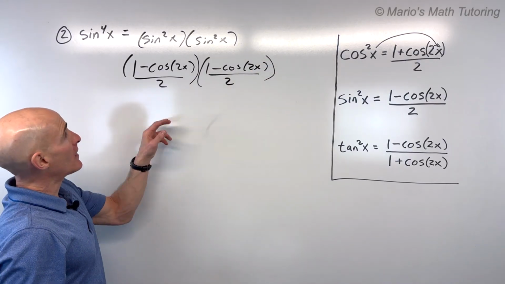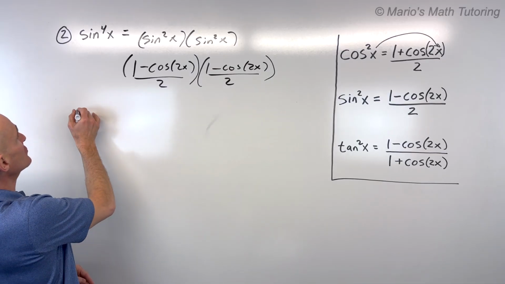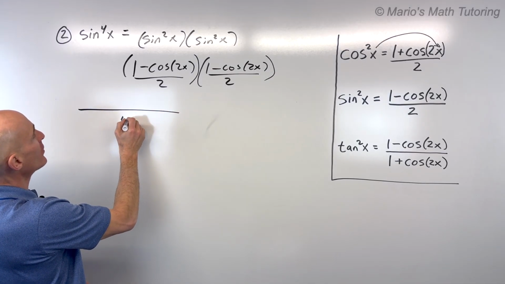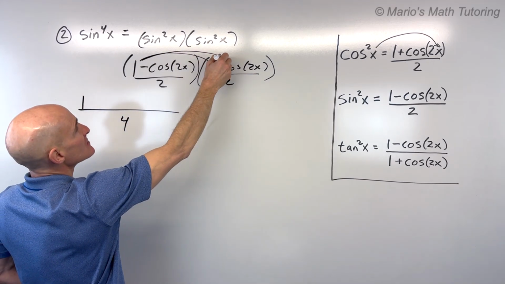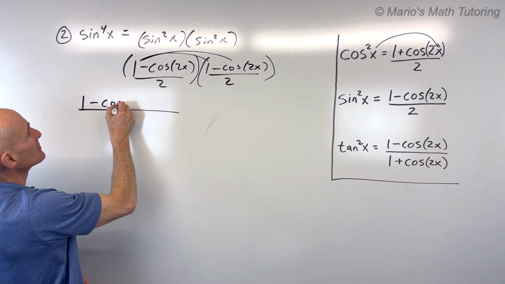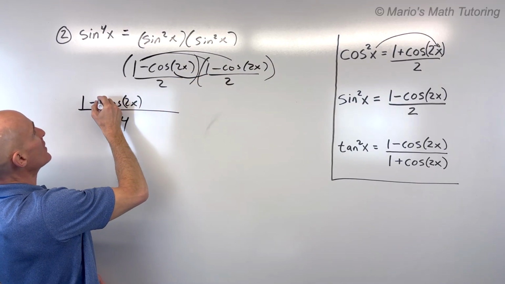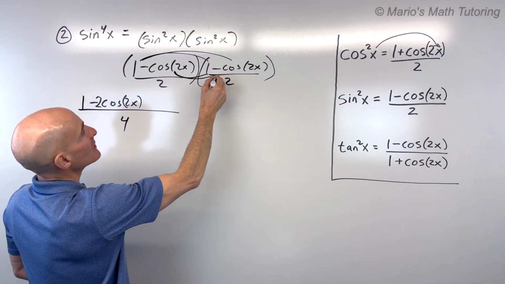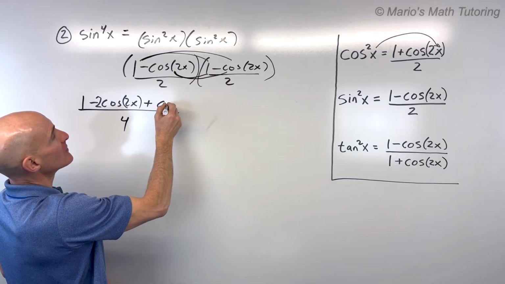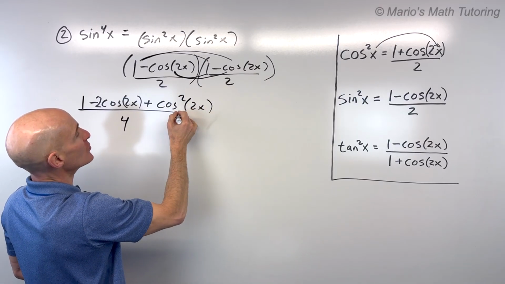So again, we've got a binomial in the numerator times a binomial, and then we just have the 2 times 2 in the denominator. So 2 times 2, of course, is going to be 4. If we distribute 1 times 1 is 1. This gives us a negative cosine 2x. And then this gives us another negative cosine 2x. So we could write this as negative 2 cosine 2x. And then the negative times a negative, that's going to be a positive. Cosine times cosine is cosine squared of 2x.